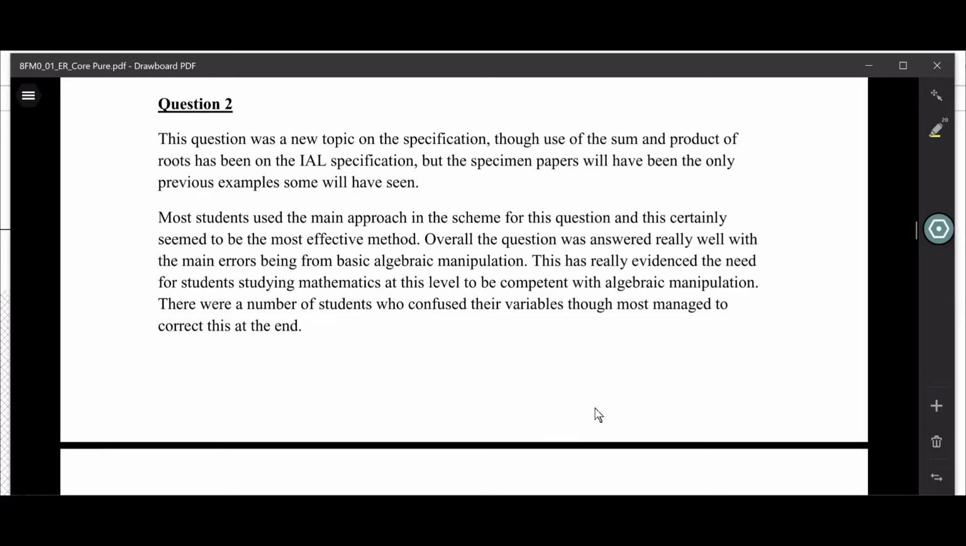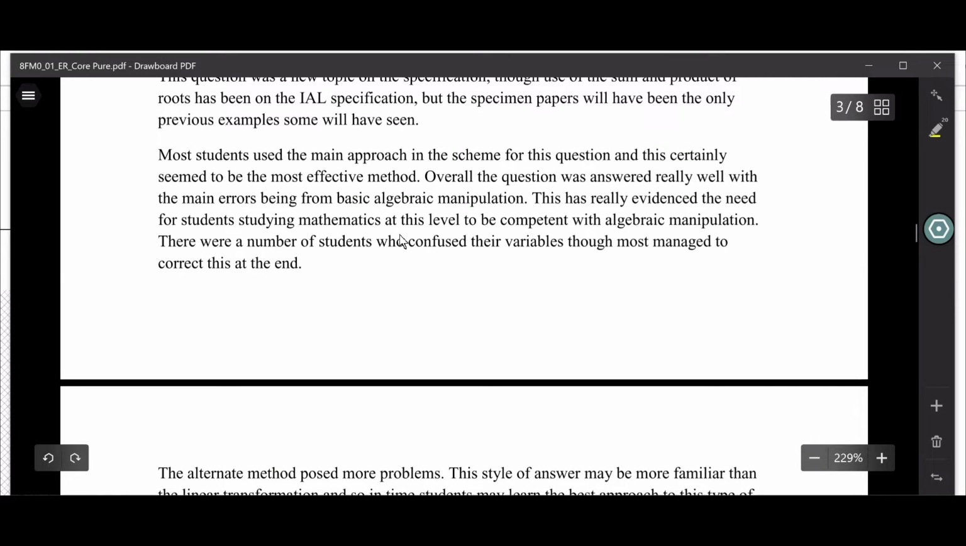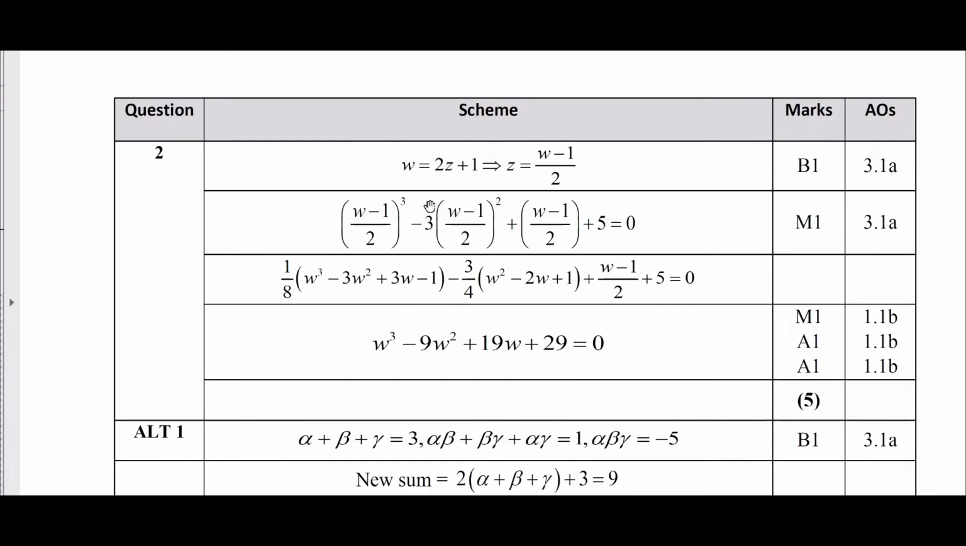So, examiner report wise, this question was a new topic on the specification, though use of the sum and product of roots has been on the international A-level specification, but these specimen papers will have been the only previous examples some will have seen. Now, in terms of how students did in this question, most students used the main approach to answer this question, and this seemed to be the most effective method. So in terms of the mark scheme, I think that's referring to this first method over here.